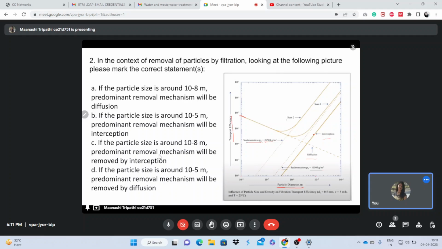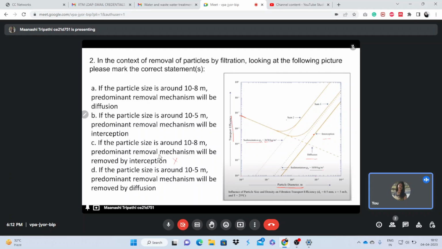The third option is, if the particle size is around 10 raised to power minus 8, the predominant removal mechanism is interception. But here no interception is coming, so this statement is totally wrong. Option D is, if the particle size is around 10 raised to power minus 5, the predominant removal mechanism will be diffusion. But diffusion is below interception, so it won't happen.